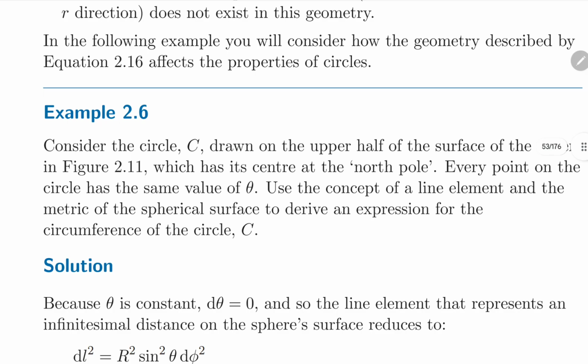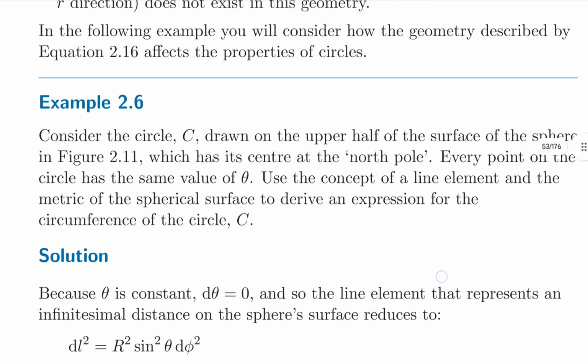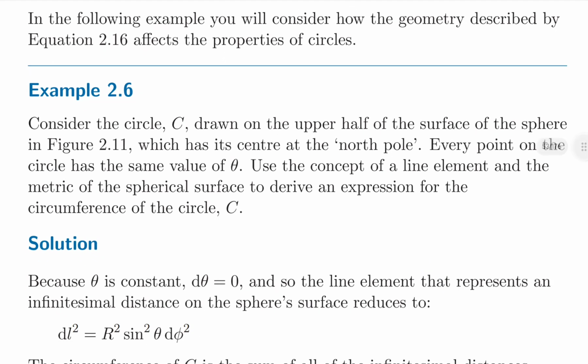Example 2.6. Consider the circle C drawn on the upper half of the surface of the sphere in figure 2.11, which has its center at the North Pole. Every point on the circle has the same value of theta. Use the concept of a line element and the metric of a spherical surface to derive an expression for the circumference of the circle C.